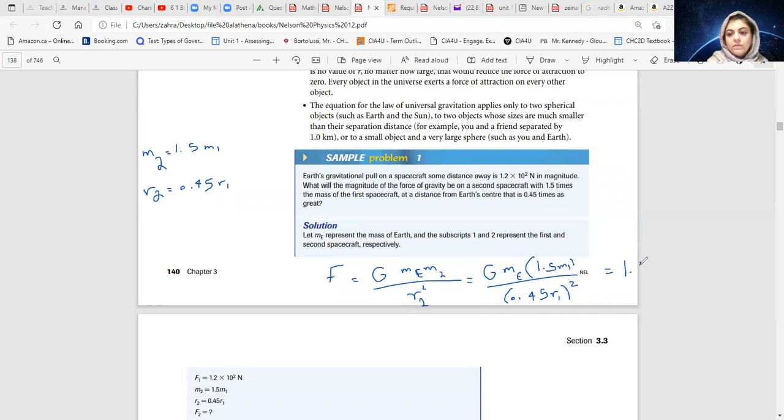That is 1.5 divided by 0.45 to the power of 2, times G M of E, M1, divided by R1 to the power 2. Okay, that is the force of the first spacecraft.